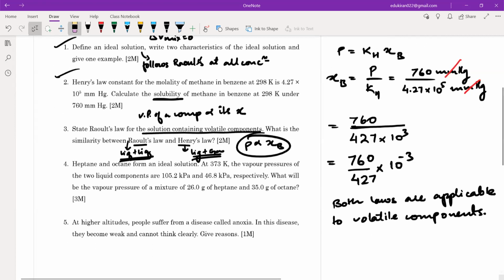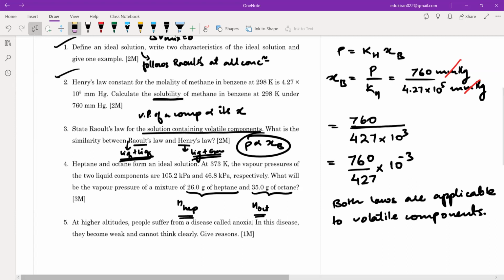ठीक है. Now the next question is heptane and octane form an ideal solution at 373 Kelvin. Vapor pressure of two liquid components is this much and this much. What will be the vapor pressure of mixture of 26 gram of heptane? यहाँ से आप क्या निकाल लीजिएगा? The number of moles of heptane. यहाँ से आप क्या निकालिएगा? Number of moles of octane. ठीक है? From these values, you will get the mole fraction, right? So let me solve it for you.